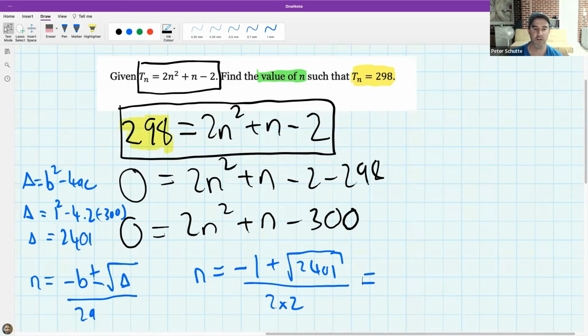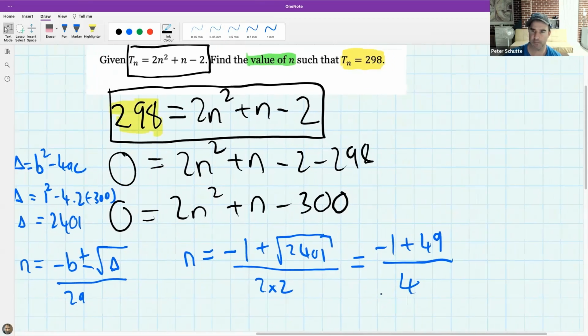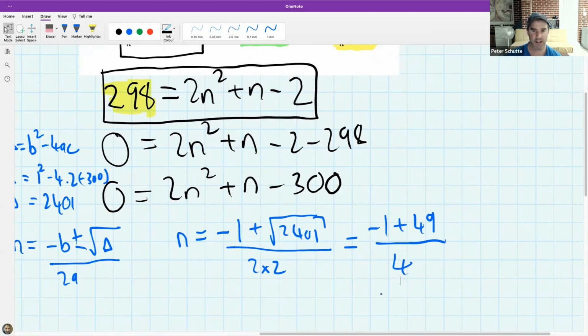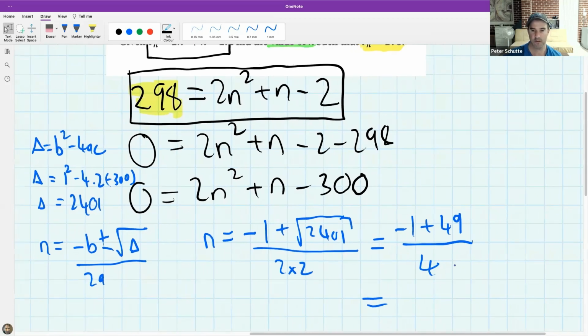I get the square root of 2401 is 49. And so I'm taking the plus. So I'm not taking the negative because since we're solving for a positive n, it's unlikely to be helpful in this particular case. So I get down to that. See if we can get a final answer coming through. So what's minus 1 plus 49, guys? Be careful. What's minus 1 plus 49? I think that that is going to be 48 over 4, which gives me what value?